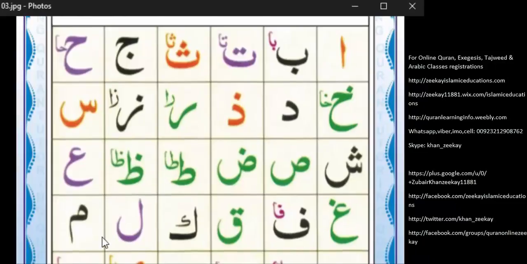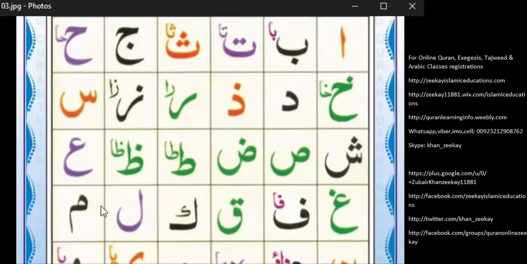Next letter is Noon. Letter Noon is pronounced by joining two lips. This joining will not be like letter Da, with a stress. It will be without stress.